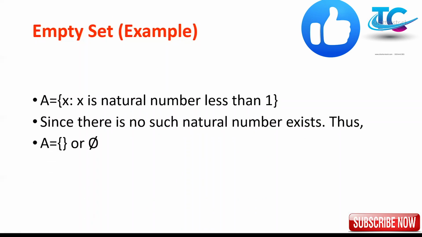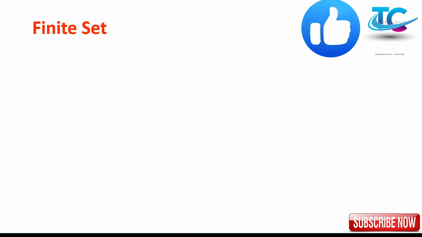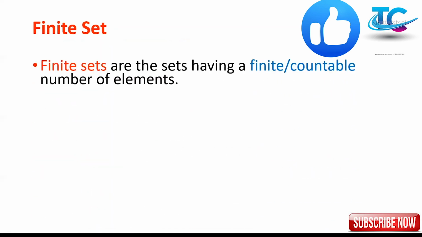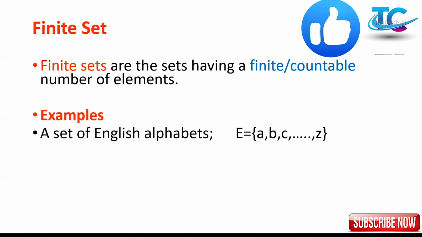Next we will see finite set. Finite set means the elements in a set are countable or in a finite number. So finite sets are the sets having a finite or countable number of elements. Let's see some examples for this. Like set of English alphabets. As we know, there are 26 alphabets. It is finite, it is countable, so it is an example of finite set.